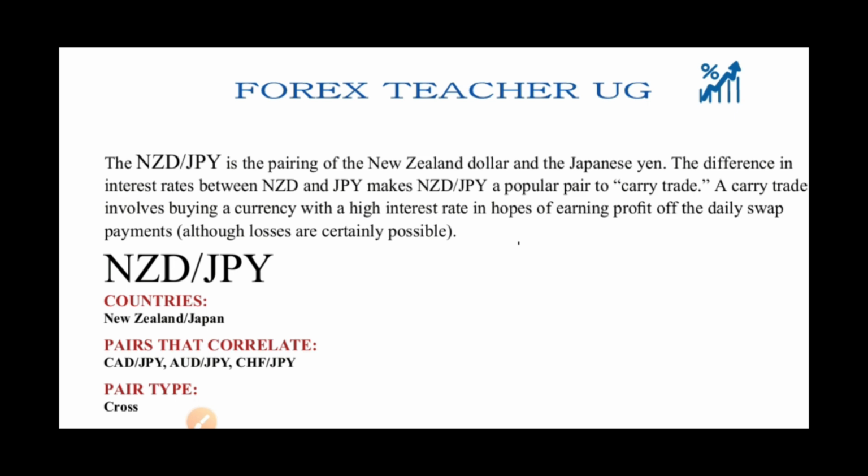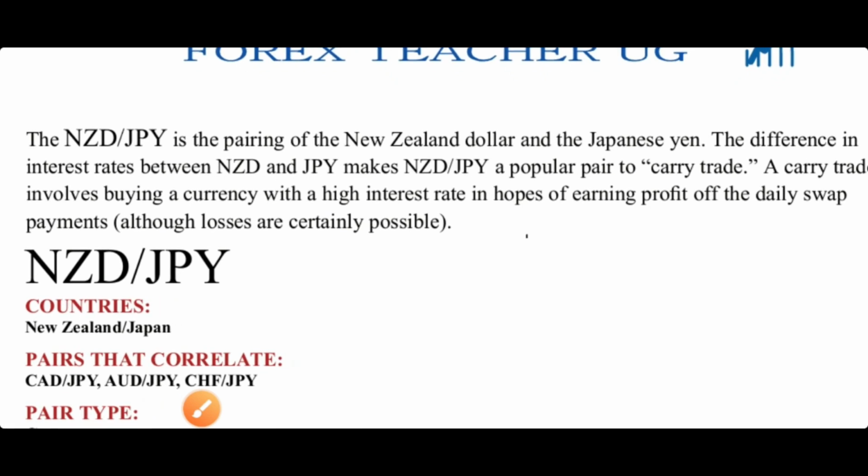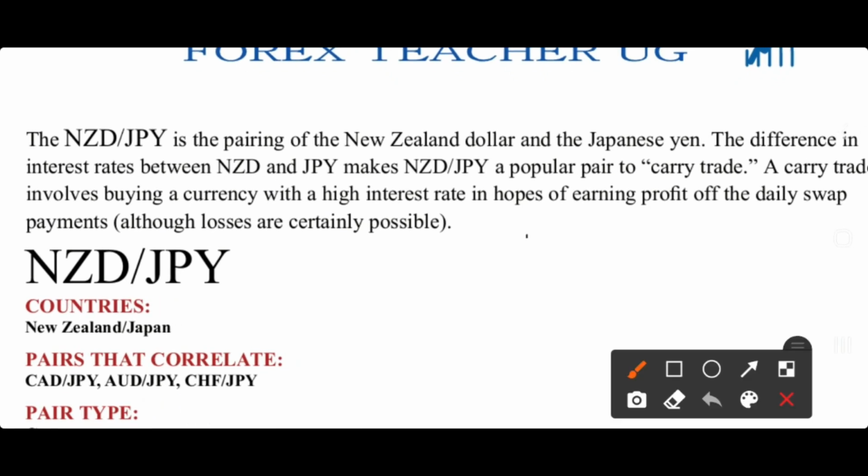So let's talk about the NZD-JPY, the New Zealand dollar and the Japanese yen. So it is the pairing of the New Zealand dollar and the Japanese yen. The difference in interest rates between NZD and JPY makes NZD-JPY a popular carry trade, which involves buying the currency with high interest rates. Remember, we shall be seeing these in our economic factors when we reach there, in hopes of earning profit off the daily swap payments, although losses are certainly possible. So we have to be extremely careful.